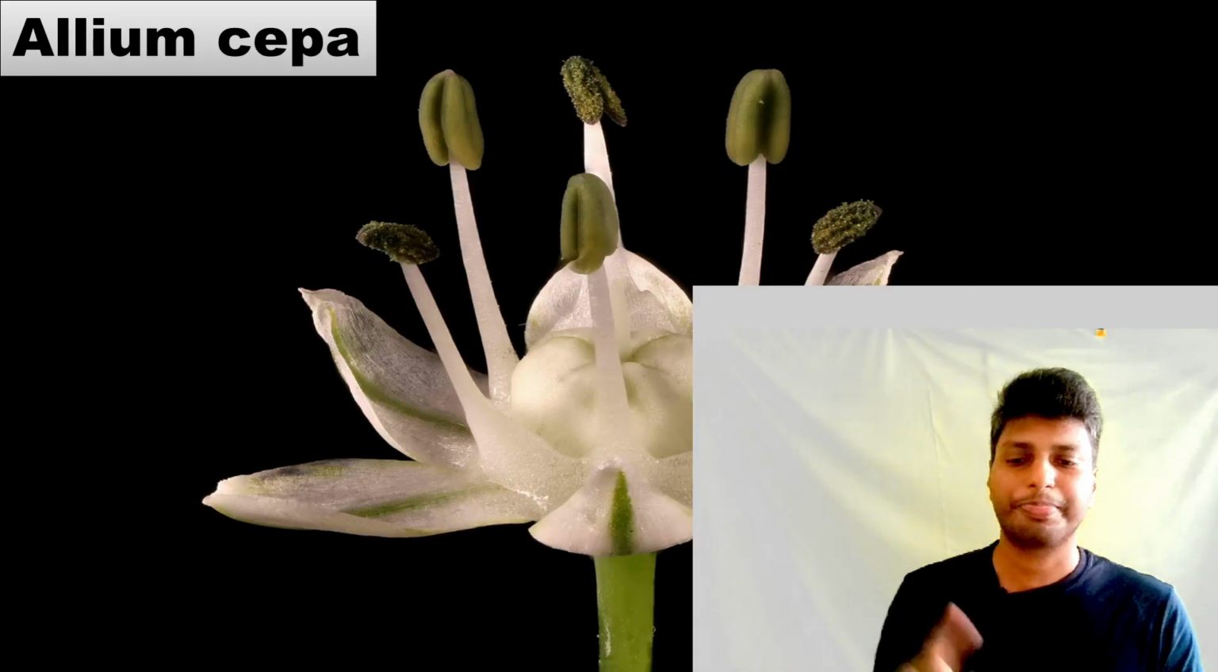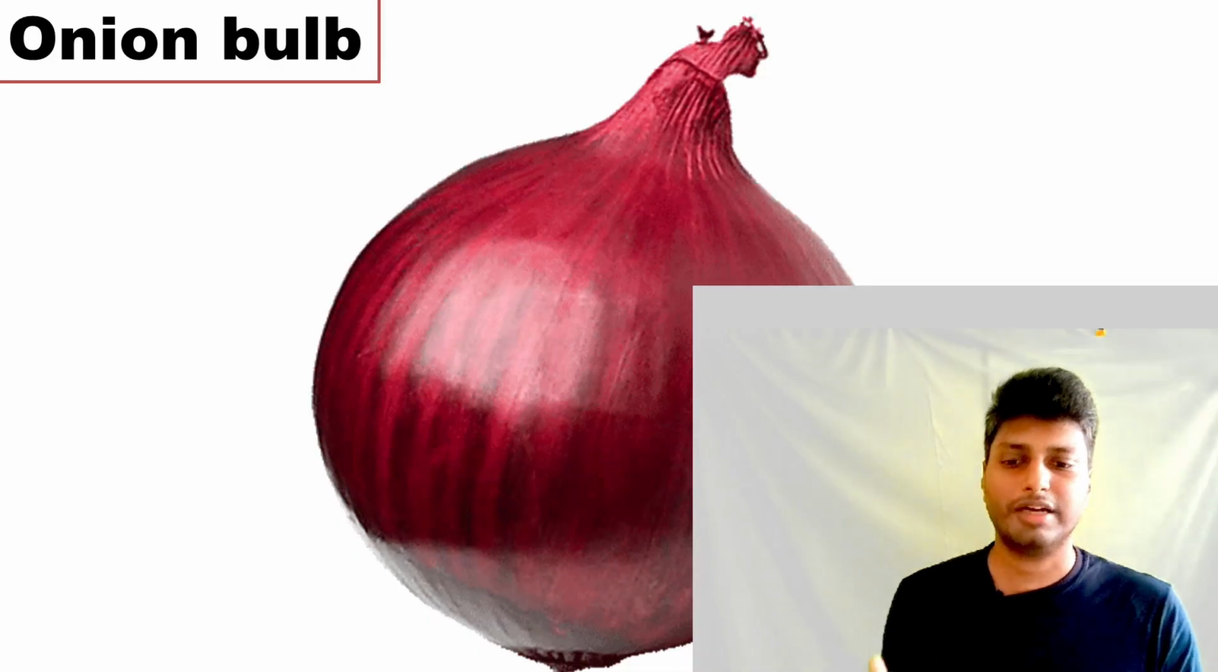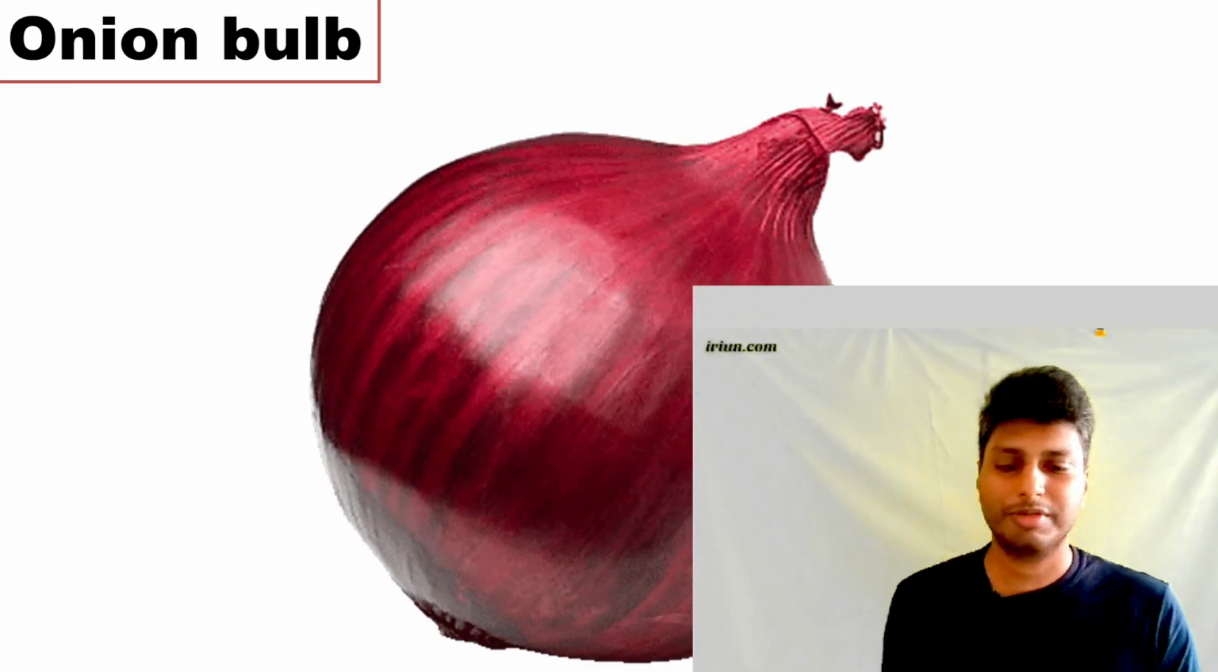Now going ahead, this is Allium cepa. Again, can you see the petals of this plant? These are not showing Vexillary Aestivation. Even the stamens are not showing a Diadelphous arrangement. Here you can see the stamens are basically free, right? This particular plant is commonly known as the onion bulb, which we use in our day-to-day lives as a vegetable. So again, this is not the right option.